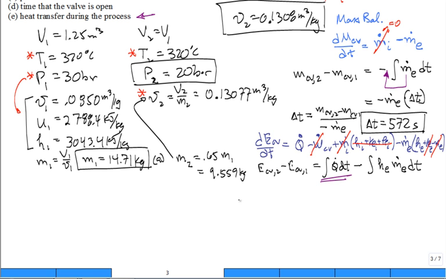Okay, so I can put it like this. The integral of Q dot dt is Q 1 to 2. It's the amount of heat transferred during the process from initial state 1 to final state 2. And that's equal to the energy in the control volume at state 2 minus the energy in the control volume at state 1, plus the integral of the exiting enthalpy of the steam times the mass flow rate, dt.